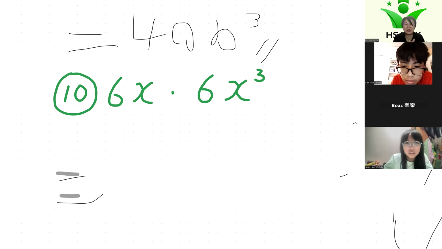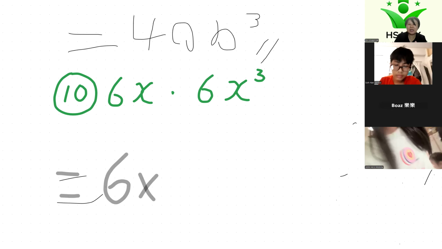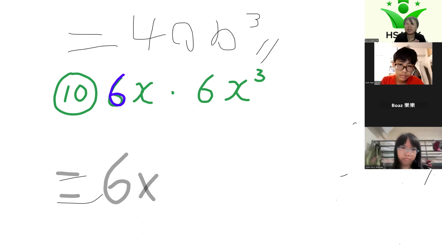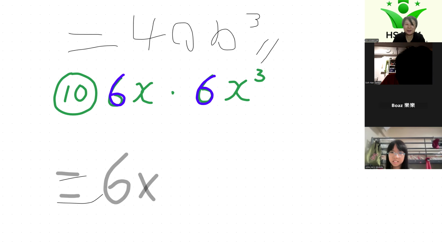Constant times constant first. Santos, first we deal with the constant. You see, 6 is constant. 6 times 6 first. 6 times 6, what is it? Do the purple color. 6 times 6. Okay. Okay, I understand. Okay, okay. Slowly, don't worry.